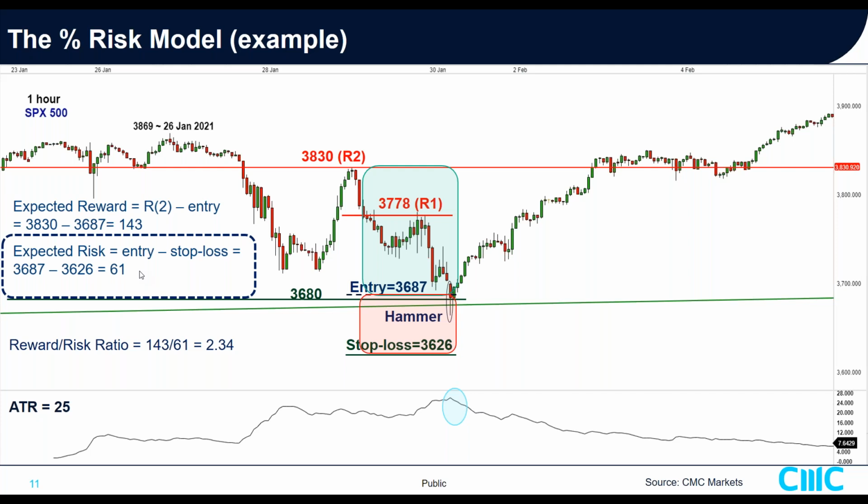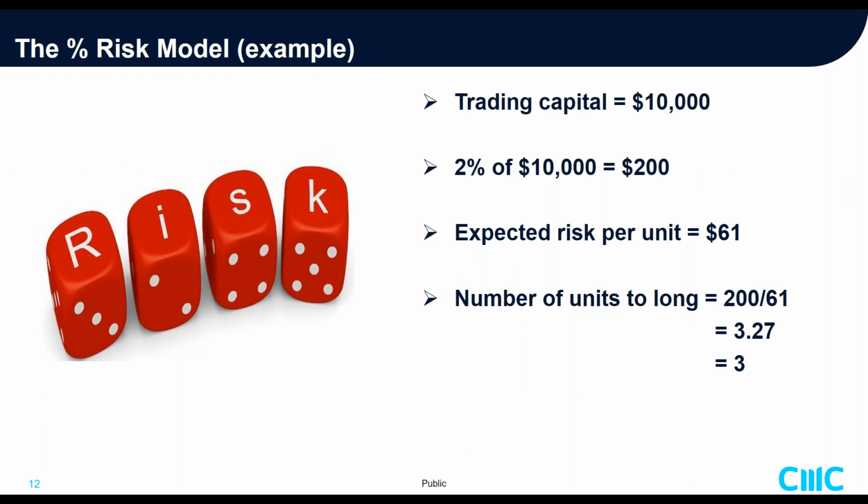Based on this expected risk, I can calculate how many units I can go long in this bullish trading setup without losing more than the 2% risk capital. This is how it works. I have an initial trade capital of 10,000. 2% of 10,000 is $200. The expected risk per unit is 61 based on the calculation.